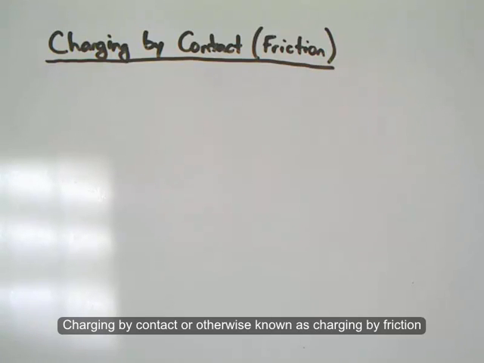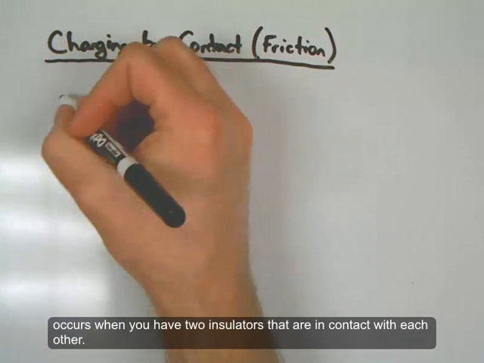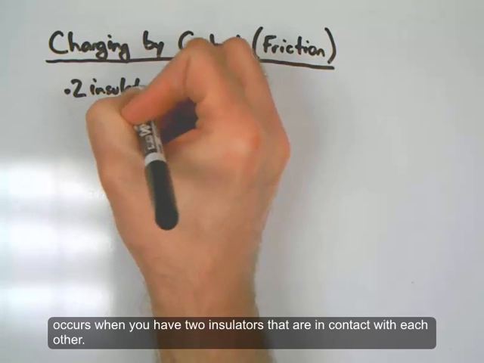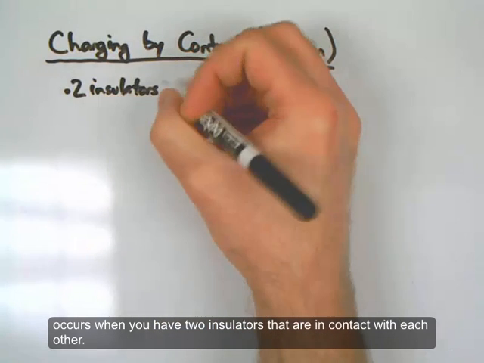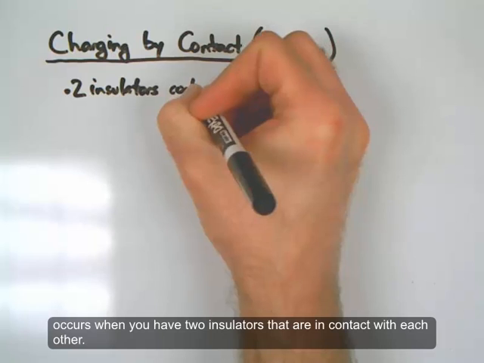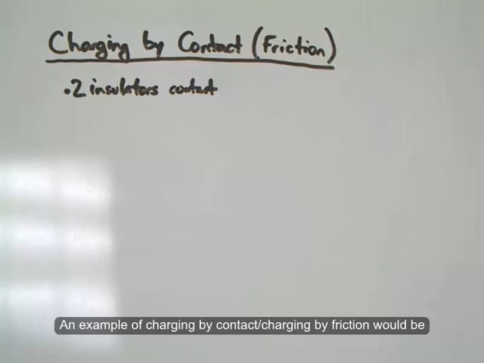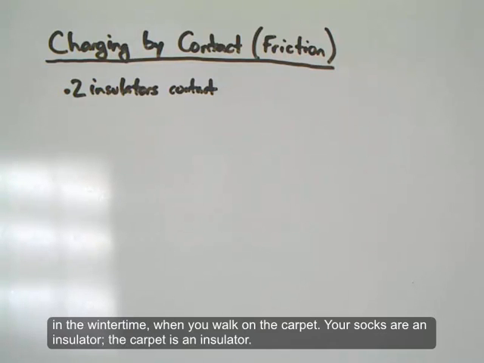Charging by contact, otherwise known as charging by friction, occurs when you have two insulators that are in contact with each other. When you have these two insulators in contact, friction is required in order to create a charge. An example of charging by friction would be in the wintertime.